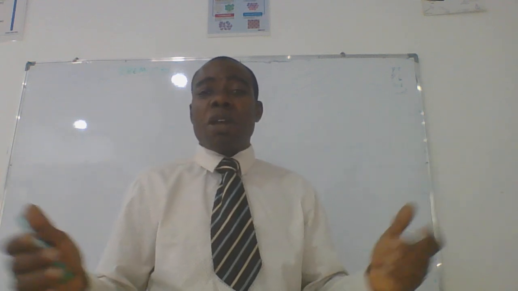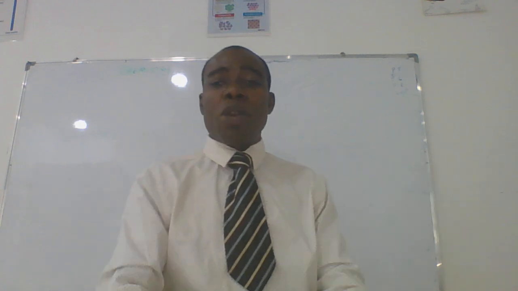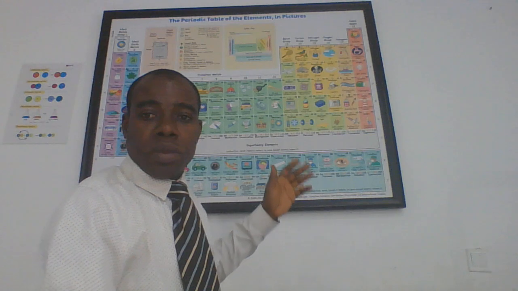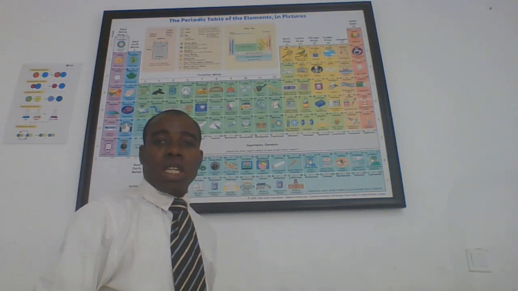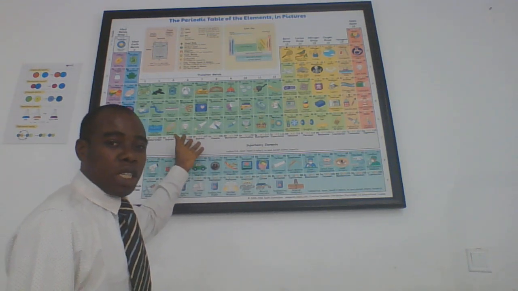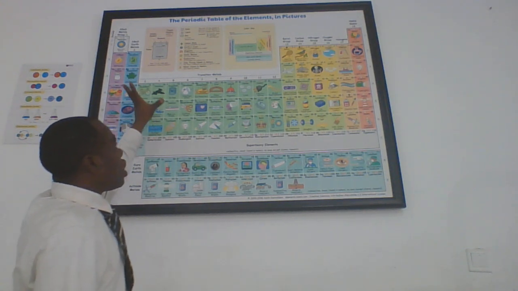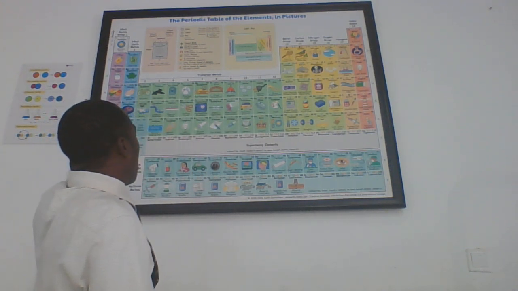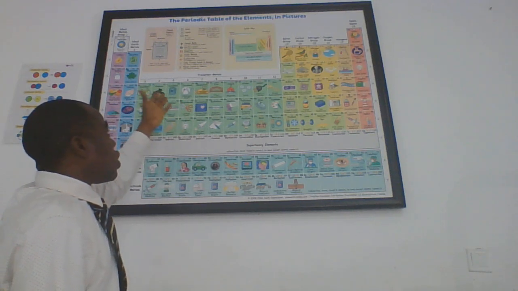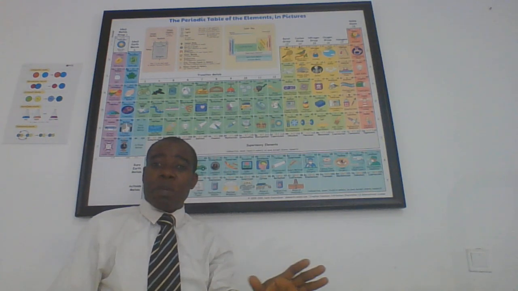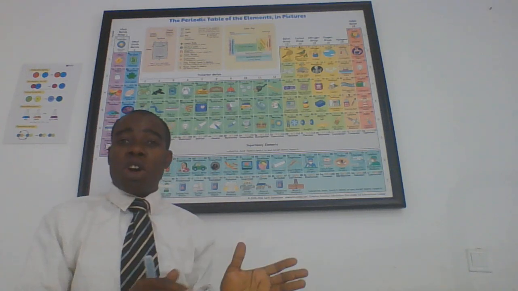Now let's quickly take a short view of the periodic table chart. Here we have the periodic table chart. This is the periodic table chart that you can see here. This periodic table shows us the display of all the elements. It gives you the uses of the elements, the applications, and the group and the period they belong to.